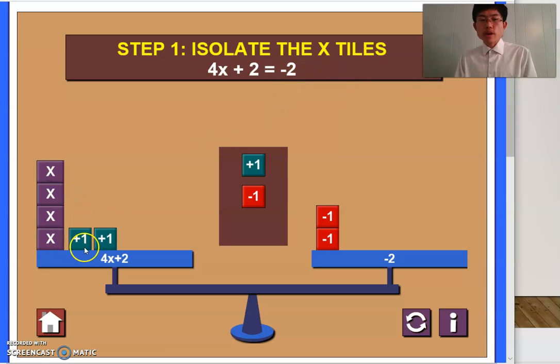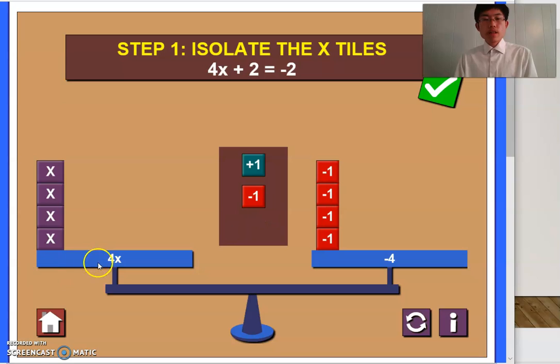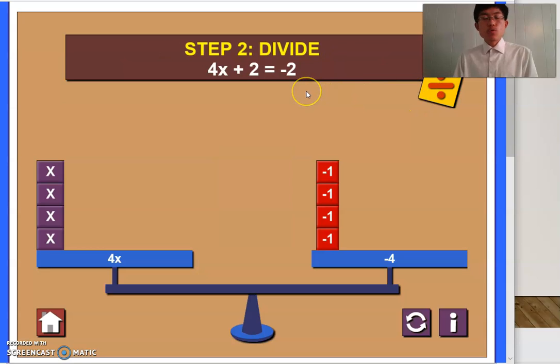Isolate the x tiles. Yes, we have 4 x's, but we're going to deal with the numbers first. It has +1 this time, so I'm going to add the -1s instead of +1. Now I have no numbers, I just have x by itself. I've isolated the x. Ooh, now it's different, right?